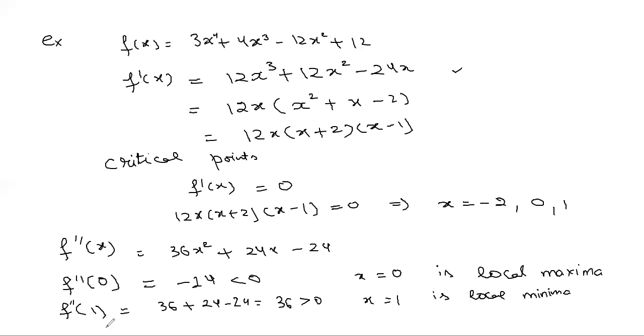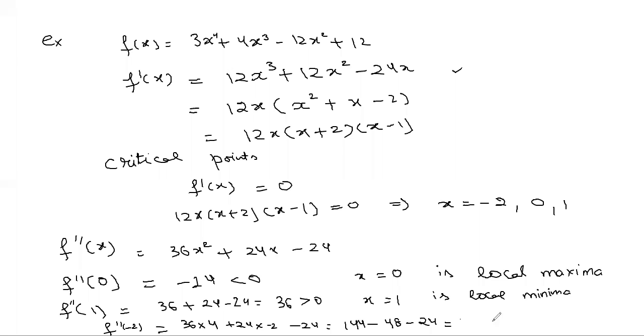Now if we find the value of the second derivative at negative 2, we need to find it at negative 2. So 36 into 4 plus 24 into minus 2 minus 24. It is 144 minus 48 minus 24, which is 72, again greater than 0. So x equals minus 2 is also a local minima.